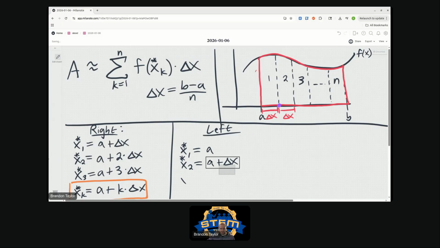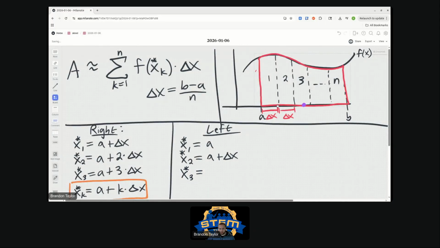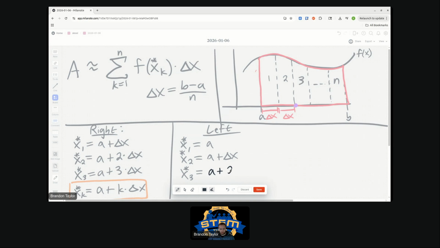Now, if we look at the left, we've already talked about the first two cases. If we're now talking about x star 3, let's do x star 3. What is that? In the third partition, all the way to the left, hopefully it's clear that that's a plus 2 delta x. So a plus 2 delta x.